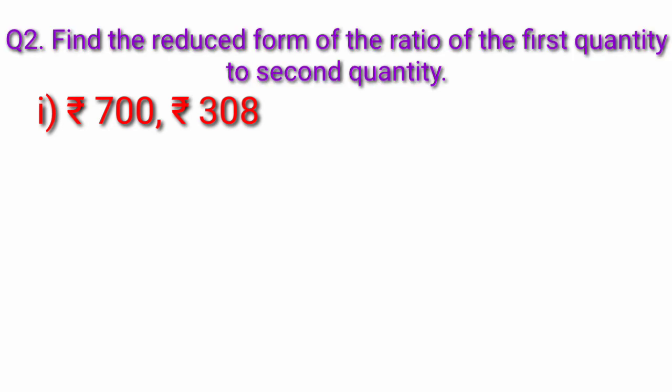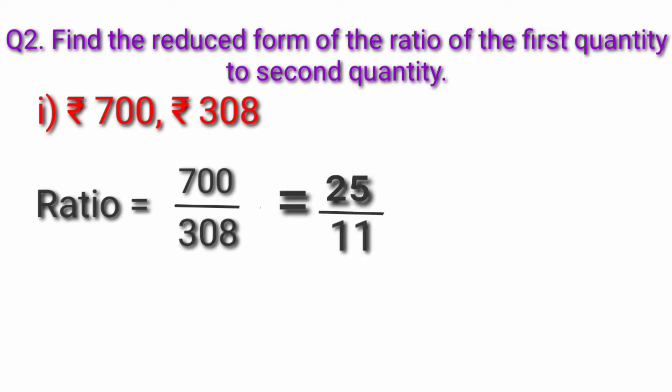Question 2. Find the reduced form of the ratio of the first quantity to the second quantity. First, rupees 700, rupees 308. So both the quantities are in rupees, so we can write the ratio form as 700 upon 308. Both numbers can be divided by 28. So after dividing we get 25 upon 11. So its ratio can be written as 25 is to 11.